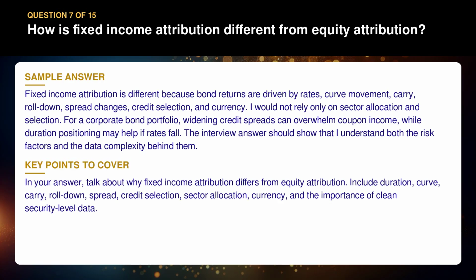In your answer, talk about why fixed income attribution differs from equity attribution. Include duration, curve, carry, roll down, spread, credit selection, sector allocation, currency, and the importance of clean security level data.